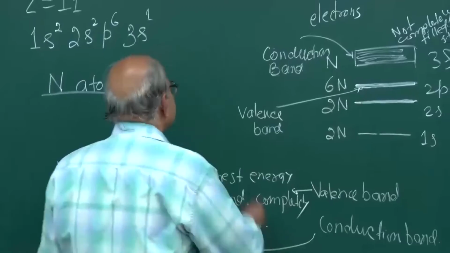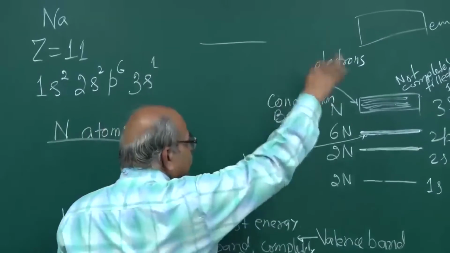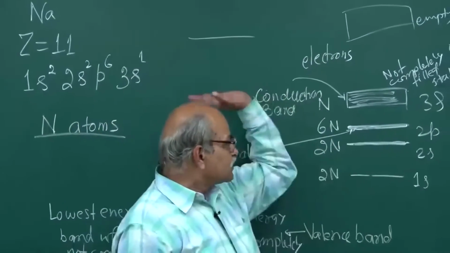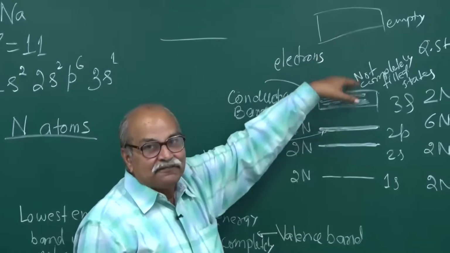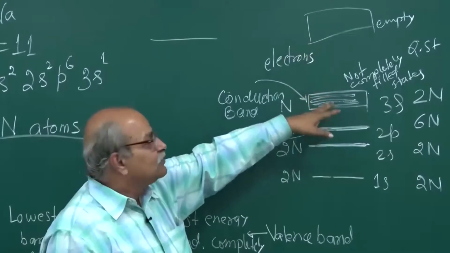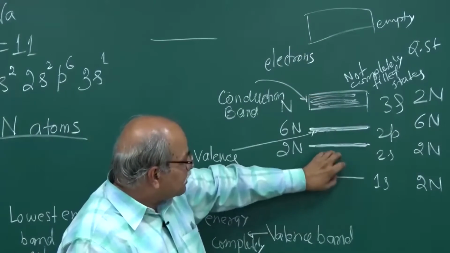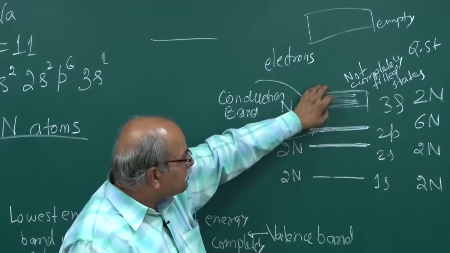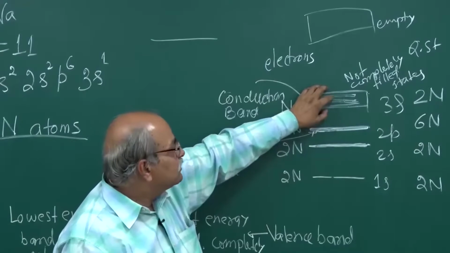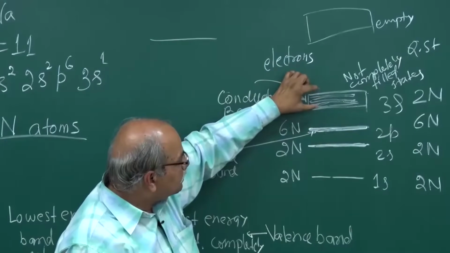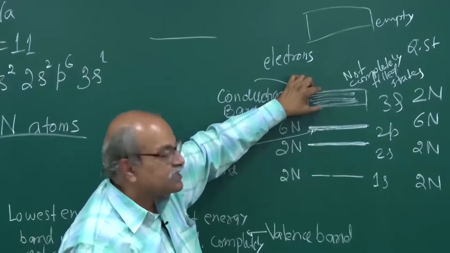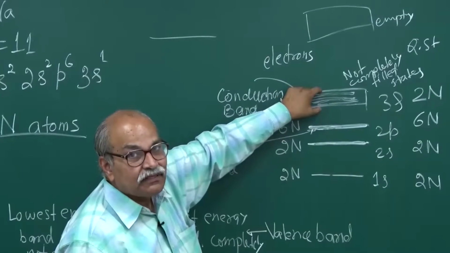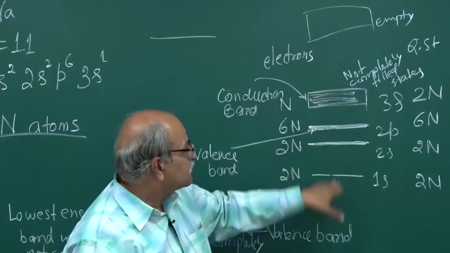So if you have some material, not necessarily sodium, which has this kind of band structure where completely filled, completely filled, completely filled, and then partially filled. So here you have enough filled states and enough empty states. Alright, so this kind of band structure.